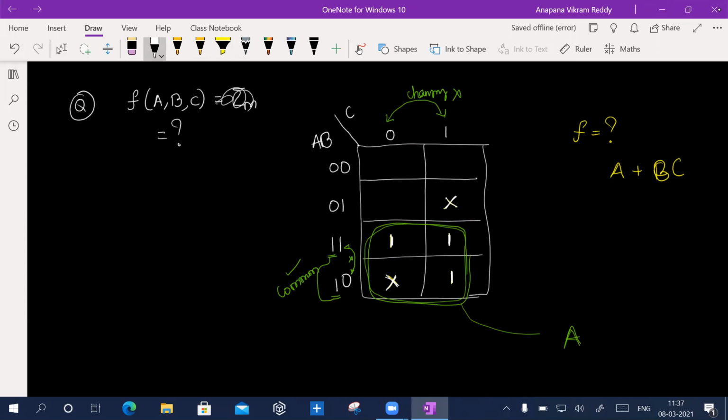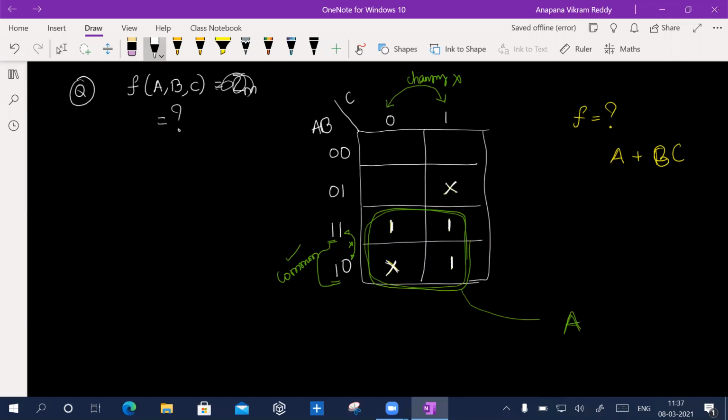Just give me some 10 seconds. It's gone. That means you can write like this. So this pairing is not required. I'm just writing here. It's getting stuck.